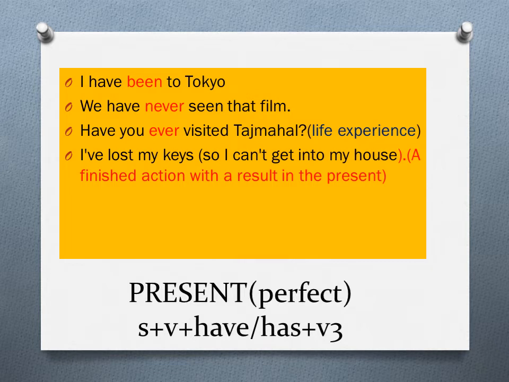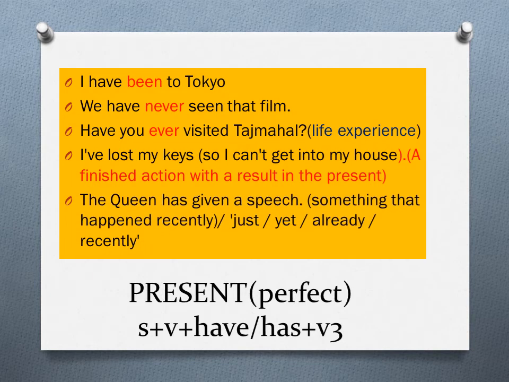Another example: I have lost my keys, so I can't get into my house. A finished action in the near past with a result in the present. We expect the result. Another one: the queen has given a speech. Something that happened recently, very near to the present borderline.